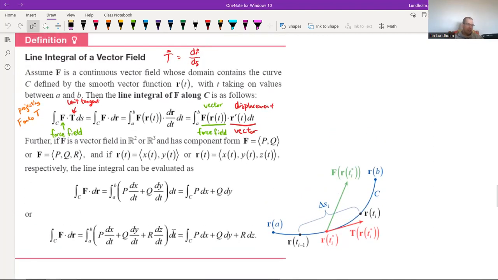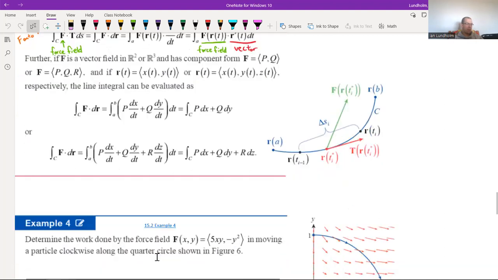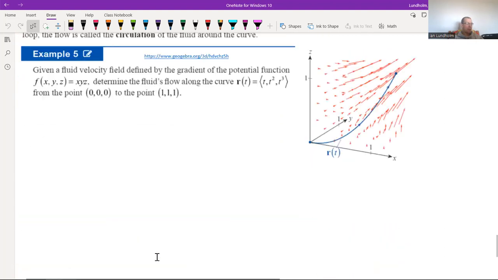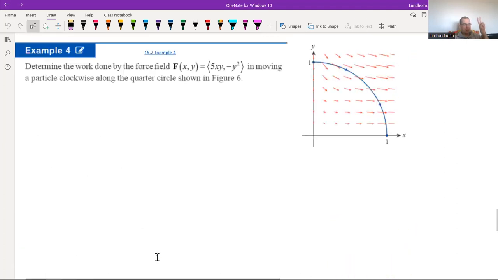All of this notation down here would become more relevant when we start to do Green's theorem and stuff, but I don't even think we're going to get there. Really what we're going to be aiming for is changing things into terms of t. This, don't worry about it for right now. Two examples, and I'm done.